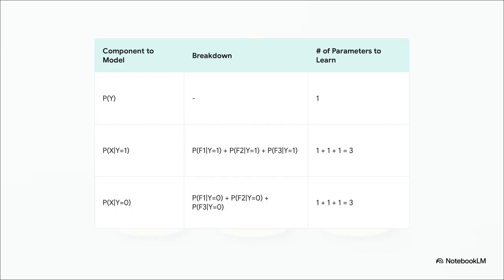Now let's look at the math again with this assumption in our back pocket. The P of Y part, that's still just one parameter, no change there. But for P of X given Y, wow, we don't need to worry about those 8 combinations anymore. We just need to learn one parameter for each of our 3 features for each class. So instead of 7 parameters per class, it's just 3.